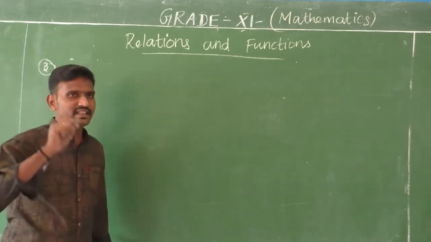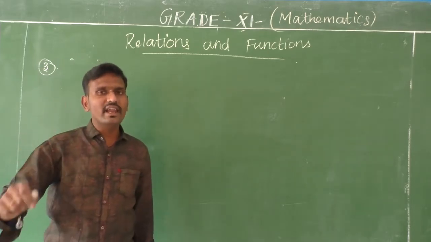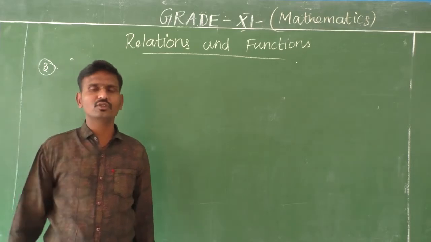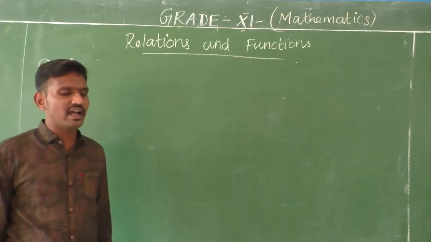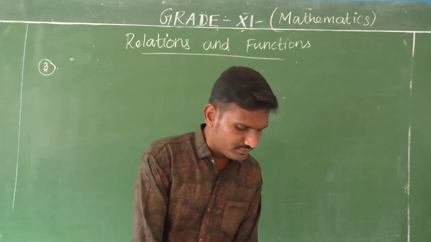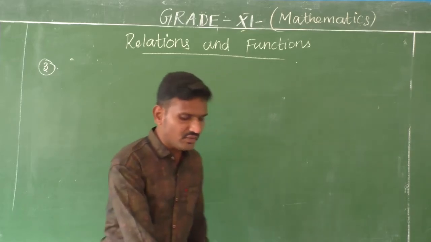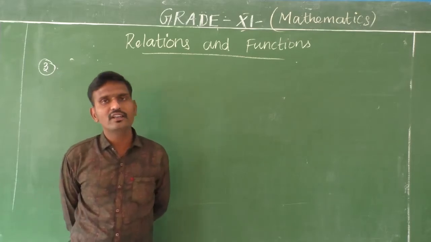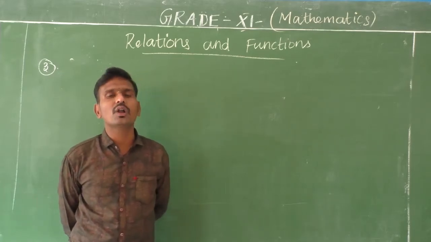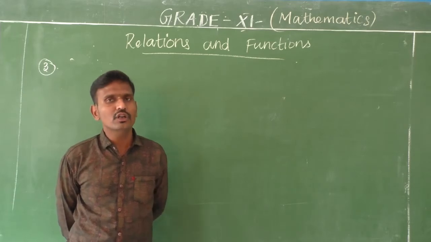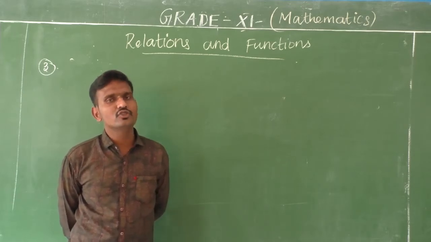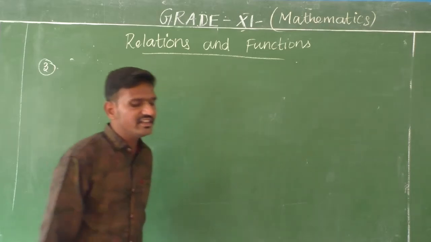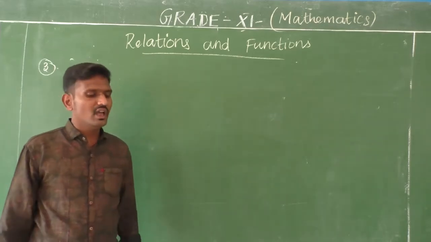A function: each element of a set A is associated or mapped to an element of the codomain. So that is your function. Then the types of function: the first type is the identity function, then constant function, polynomial function, rational function, modulus function. The modulus function is also known as the absolute function. Then signum function, and finally the greatest integer function. So these are the types of functions.